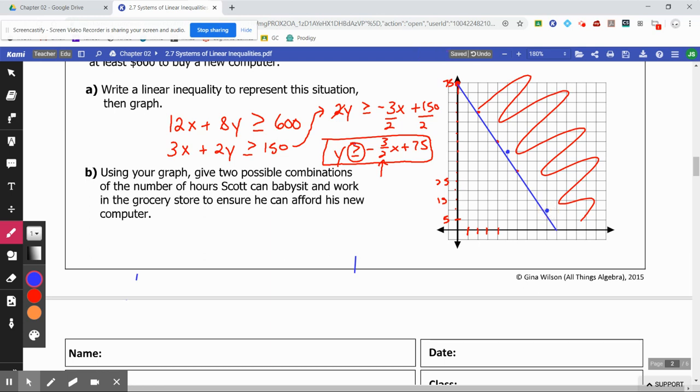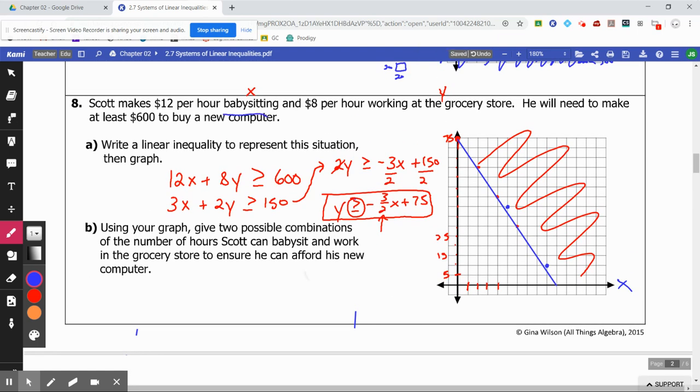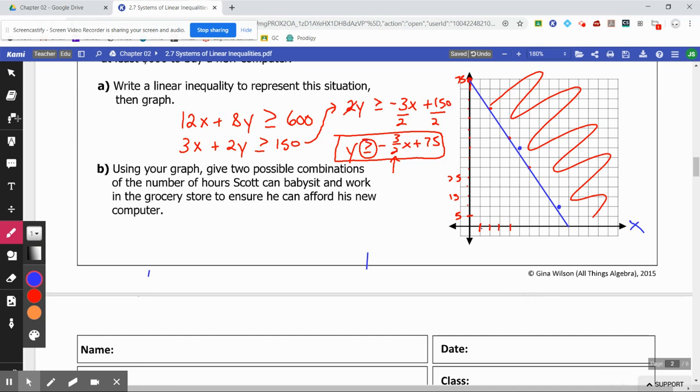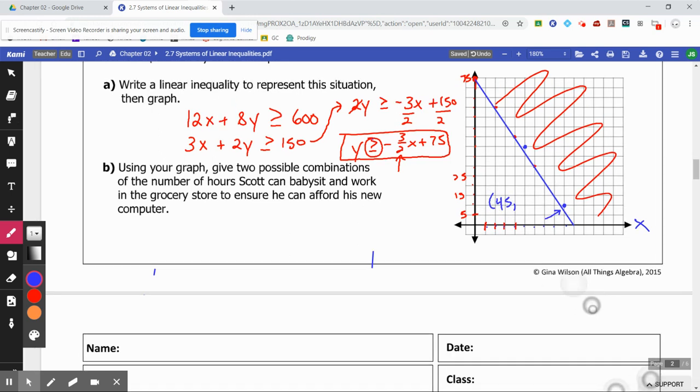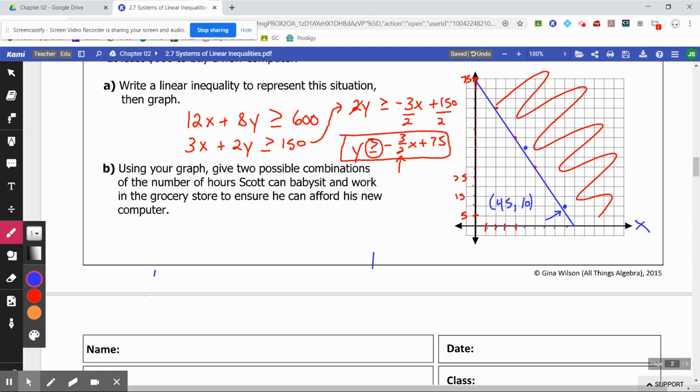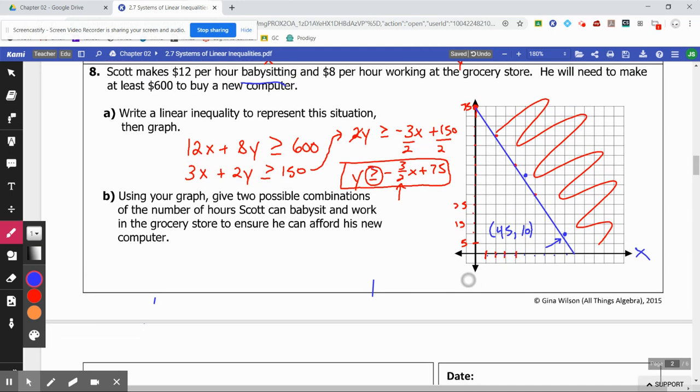Each box counts 5. So your x-axis was the amount of babysitting he's going to do. So let's see, we could let x be 5, 10, 15, 20, 25, 30, 35, 40, 45. So this would be the point 45, comma, 10, because each box counts 5. So he could work 45 hours babysitting and 10 hours at the grocery store, or this point right here is represented by 5, 10, 15, 20, 25 hours babysitting, and then 5, 10, 15, 20, 25, 30, 35, 40 hours at the grocery store. So either one of those combinations would give him enough money.